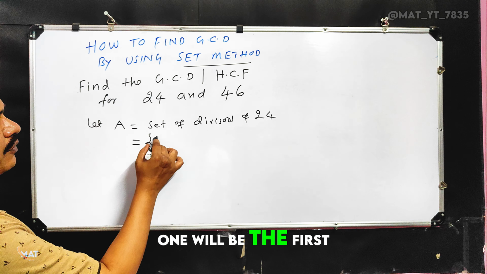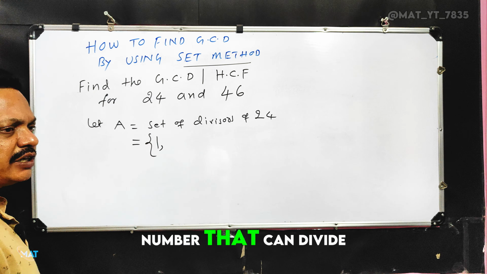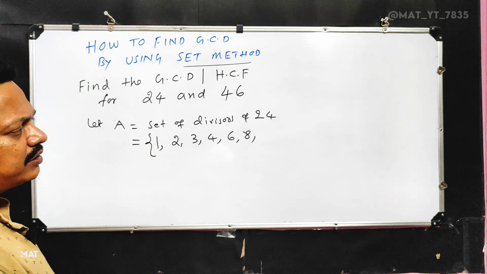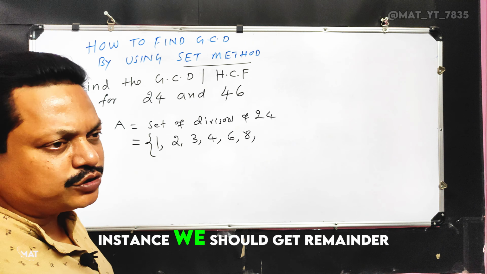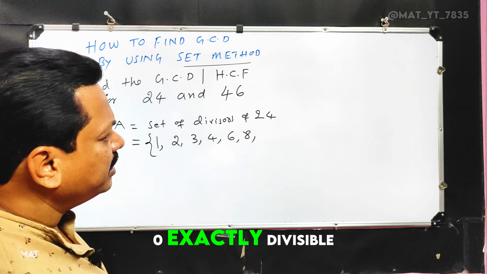1 will be the first number that can divide any integer, 1. Next, test which number will divide 24. 2 will divide, 3 also divides, 4, 5 won't divide, 6, 7 won't divide. You can check all those things, very simple. 8 will divide, 9 cannot, 10 cannot. Divide in the sense that we should get remainder 0, exactly divisible.